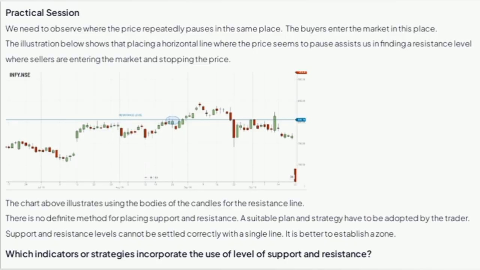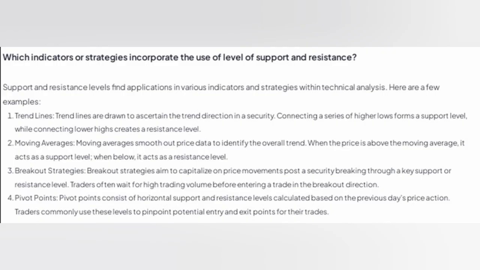Which indicators or strategies incorporate the use of level of support and resistance? Support and resistance levels find applications in various indicators and strategies within technical analysis. Here are a few examples. Trendlines. Trendlines are drawn to ascertain the trend direction in a security. Connecting a series of higher lows forms a support level, while connecting lower highs creates a resistance level.